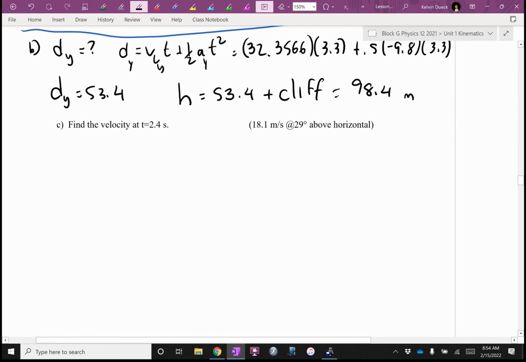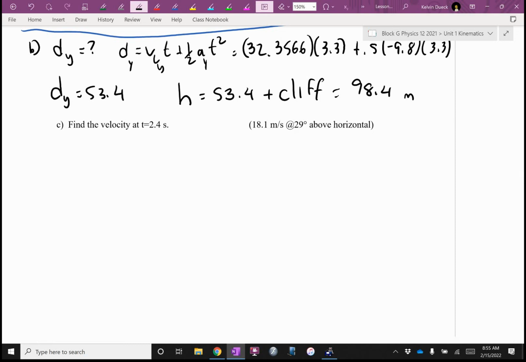What else can I ask? I can find the velocity. I can find the velocity anywhere along its path. This says find the velocity at t equals 2.4 seconds. In other words, now this is asking me to find the slanty velocity.